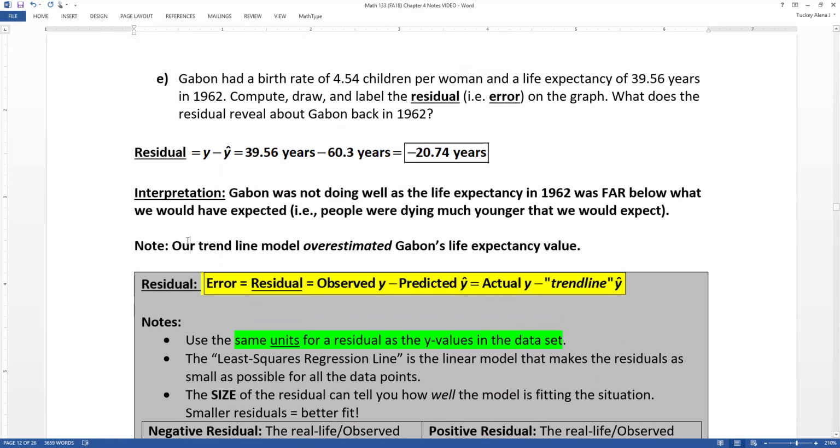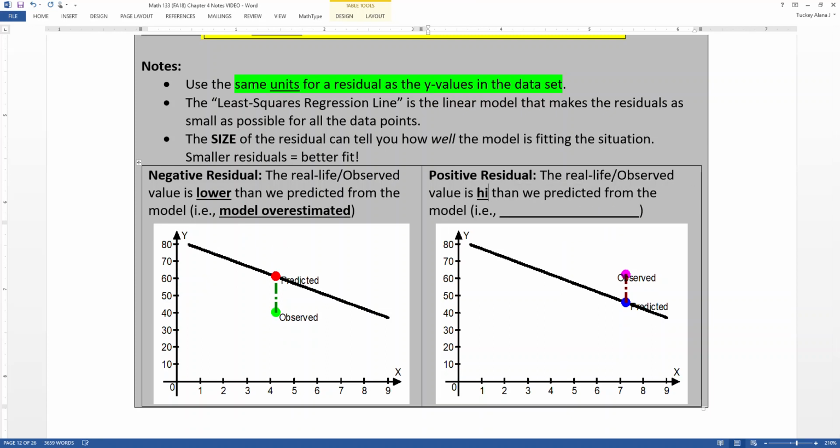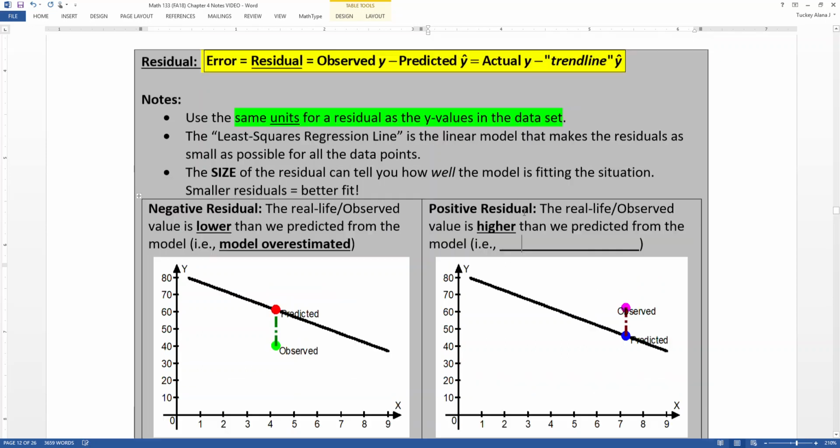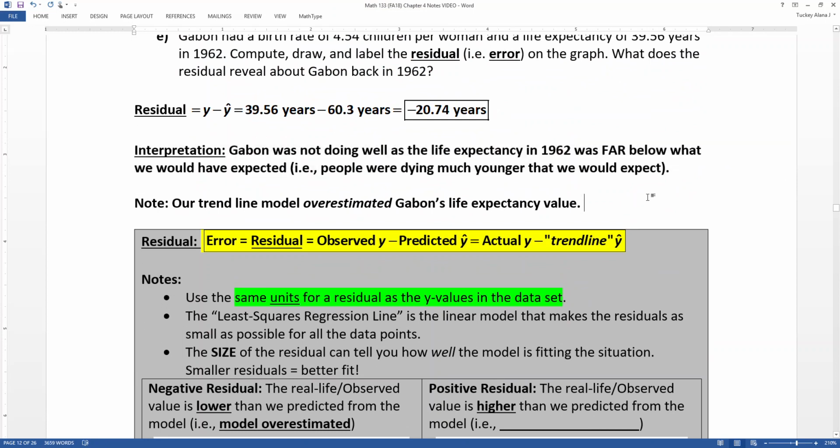And another little note, it's kind of a minor point. This is not really an interpretation, but just something to notice, that our model overestimated. We actually have this prediction kind of on the left, where the prediction was higher than the observed value. If you have the opposite, if the real life observed value is higher, so the pink one is higher than the prediction, then the model underestimated. That's not really an interpretation, it's just something to make a note of. The interpretation part is here, where you put it into the context of the problem and figure out how well this thing was doing.